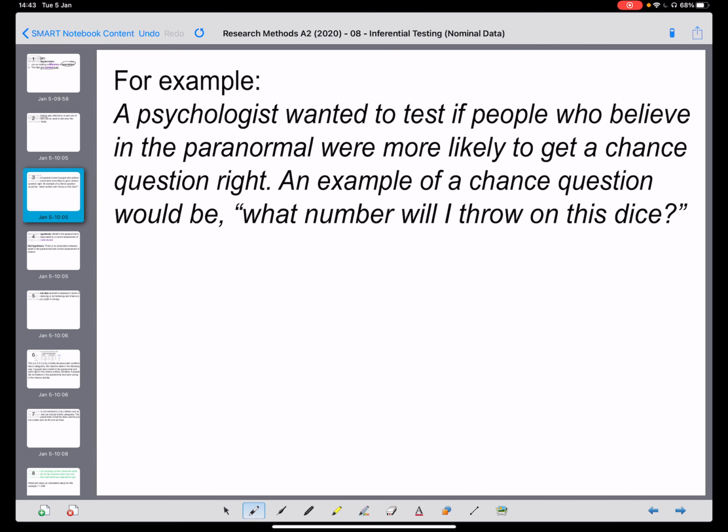So it says here, and it probably comes from an observation that people potentially have, people who believe. Okay, so you can see either you don't believe, or you do believe. You can see where the nominal data is coming in there. And maybe there's this observation that some people appear to be better at getting a chance question right. A chance question is what number will I throw, or what card am I going to pick, and things like that.